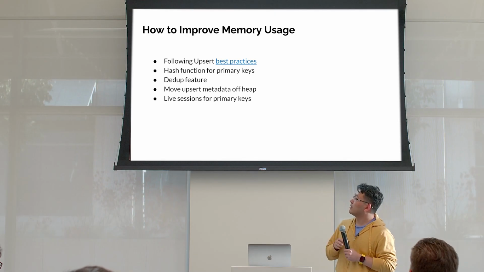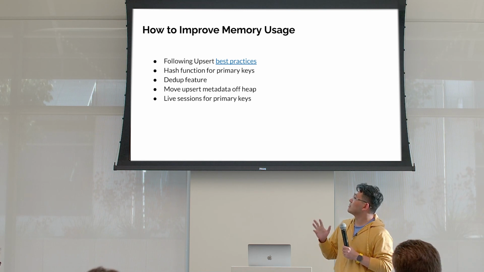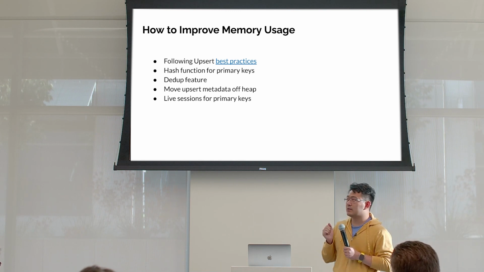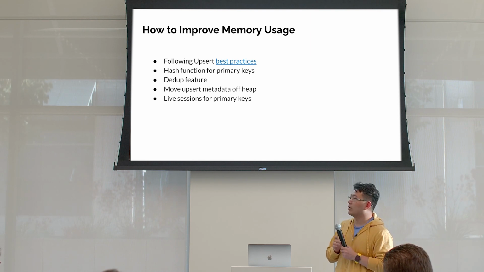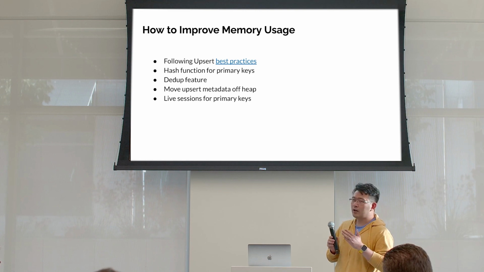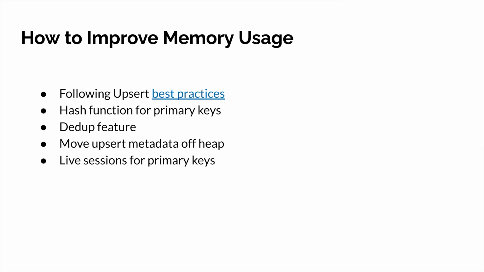Furthermore, we can also move the upsert metadata off heap. There's a patch from Uber that adds persistent data storage, called the RocksDB plugin, so that we can move some of the metadata off heap. And last but not least is the live session for primary keys. This is the prerequisite for the use case where we want to use the TTL to reduce the memory usage.